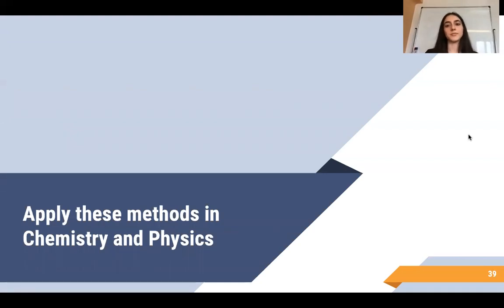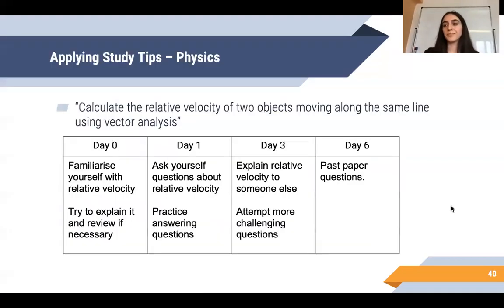So how do we apply these methods in chemistry and physics? So in physics, this is just a drawing from the Kinematics module. Calculate the relative velocity of 2 objects moving along the same line using vector analysis. So on the first day that you learn about this, which is day 0, you would familiarize yourself with relative velocity and then try to explain it to yourself. And if you struggle, you go back and review it.